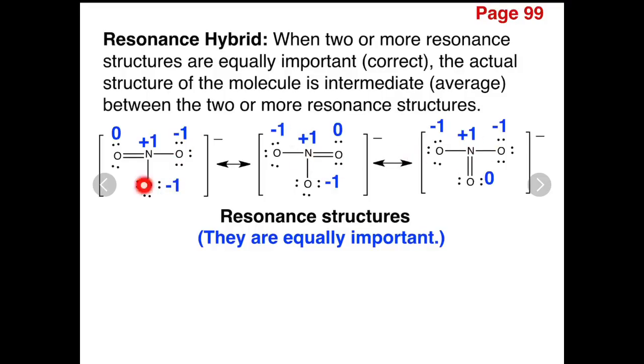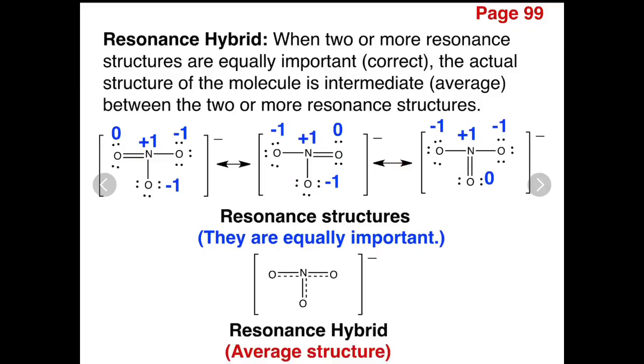So how do you get the average? Note that there is a movement of the double bond, which indicates that the double bond can move around. We indicate that with dotted lines here, showing that it can move around. This represents the true, actual structure of nitrate, which is represented by the resonance hybrid, the average structure.